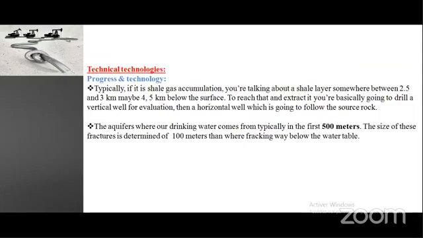The technical side: technologies, progress and technology. Typically, if it's a shale gas accumulation, you are talking about a shale layer somewhere between 2.5 and 3 kilometers, maybe 4.5 kilometers below the surface. To reach and extract it, you are basically going to drill a vertical well for evaluation, then a horizontal well, which is going to follow the source rock. The aquifer where our drinking water comes from is typically in the first 500 meters. The size of this fracture is determined to 100 meters, so the fracking is way below the water table.